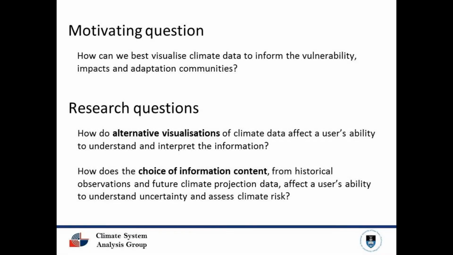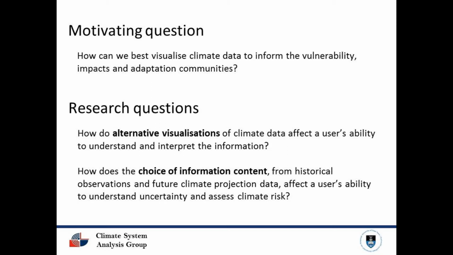Nearly all climate scientists and people involved in climate change research will at some point create visualisations to try and communicate their data and results. And this is why we're interested in this issue, and particularly how we can best visualise climate data to inform the vulnerability, impacts and adaptation communities.